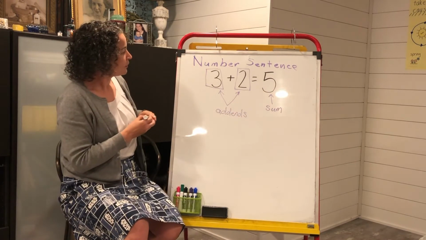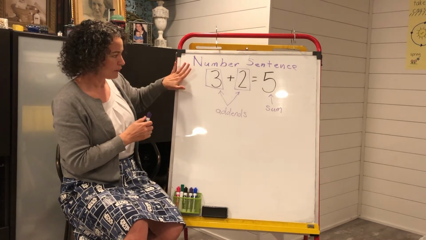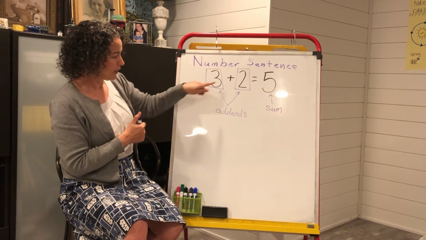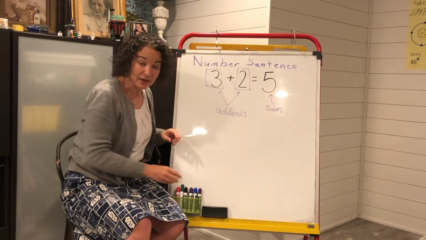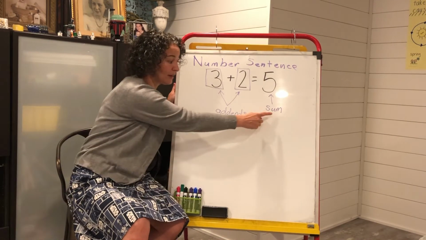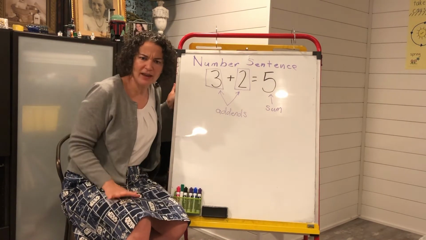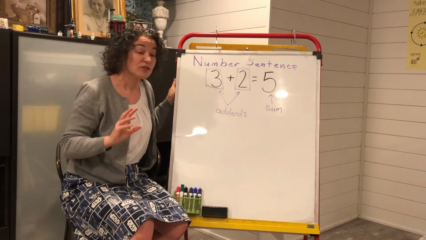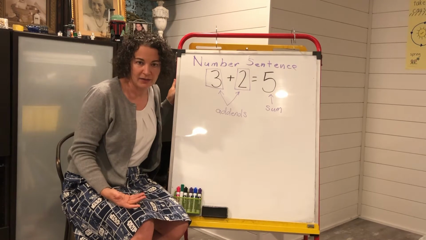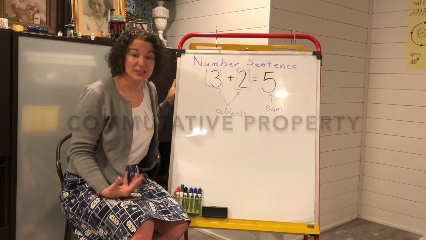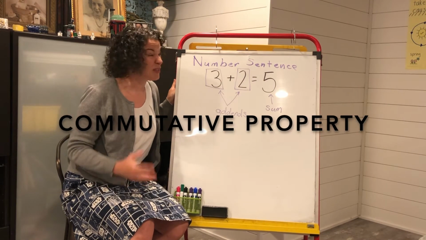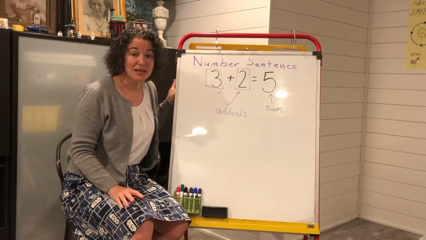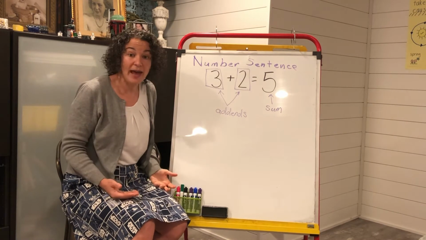All right, my friends. So a number sentence is the 3 plus 2 equals 5. The 3 and the 2, the things you are adding, are the addends. And the answer is called the sum. You've got that? Good. Now, here's what we're working on today, my friends. We're going to be switching the order of the addends. And the name of that is the commutative property. Yeah, I know it's a big, long word, but all it means is to switch the order of the addends.